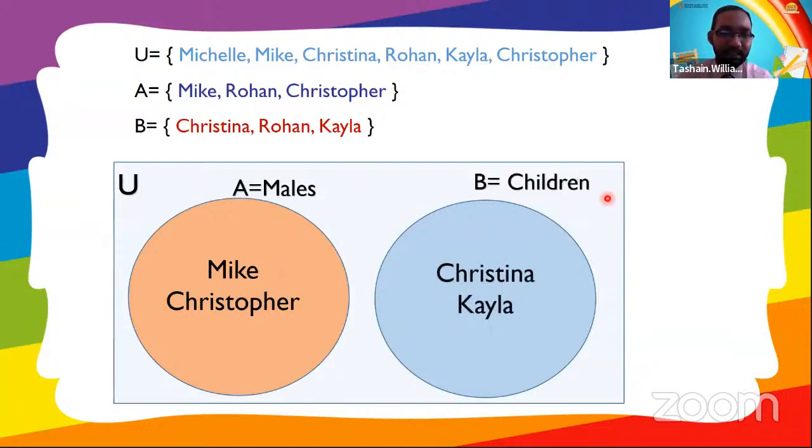And in set B, the set of children would be Christina and Kayla. Boys and girls, do you notice anything? What are you wondering now? A hand is raised. Mr. Johnson, could you kindly open the microphone for one of these students?